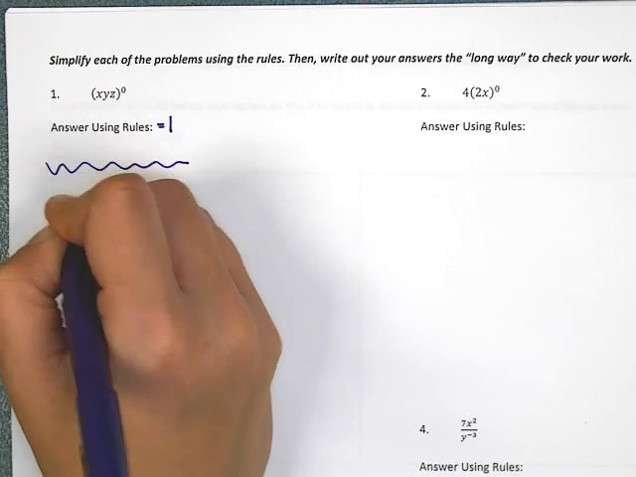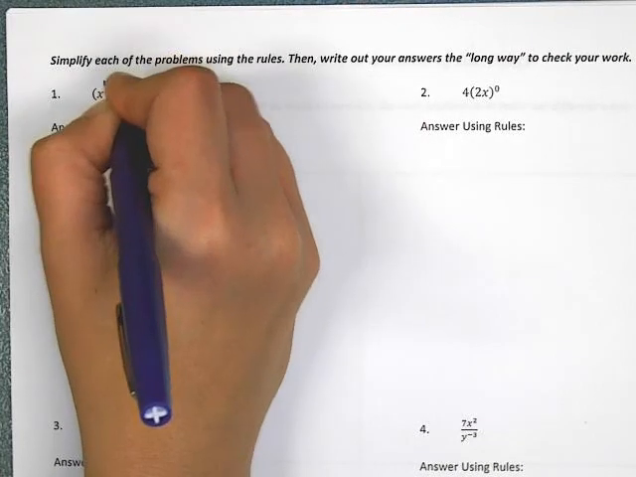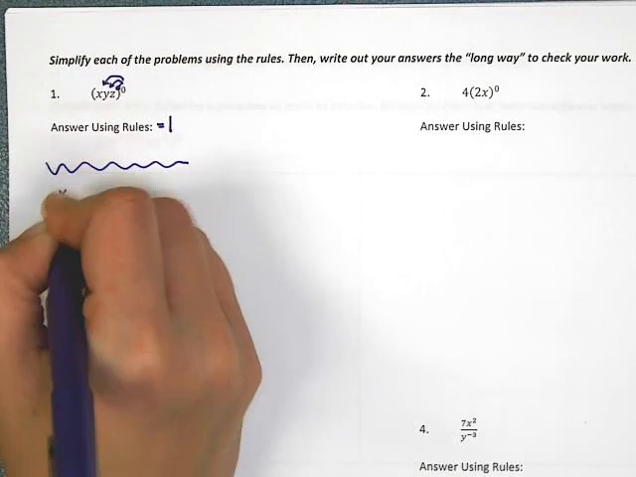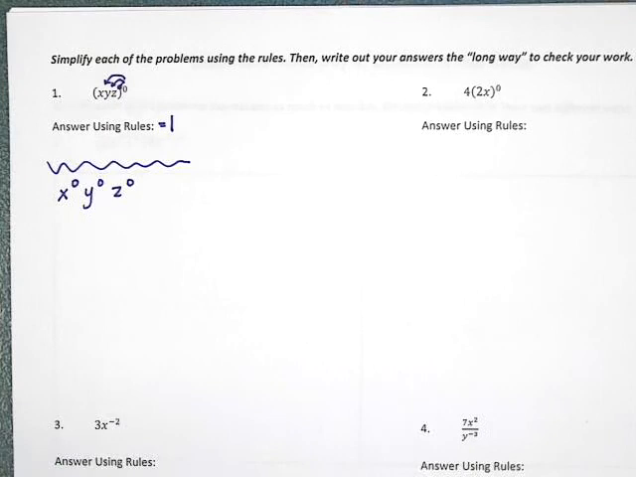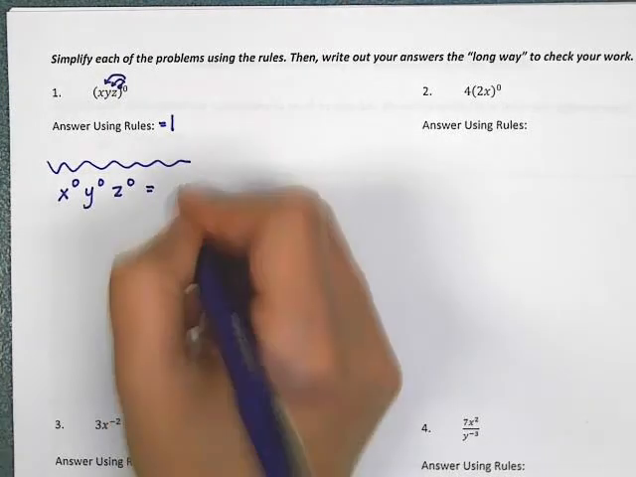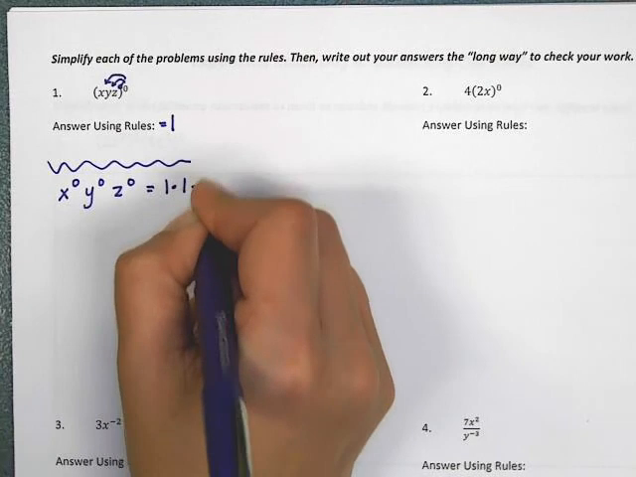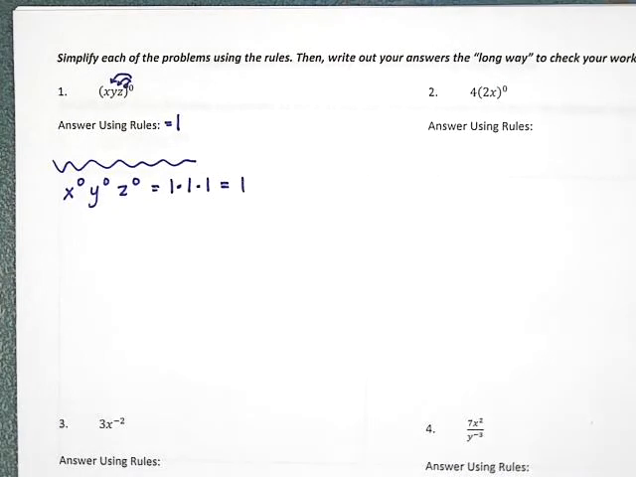Another option is to say, well, if I distribute the power, I would have x to the 0, y to the 0, times z to the 0. Now each of these individually would become 1, which means the final answer would be 1. And you can do either one of these options. If you're somebody who's like, listen, I always like to distribute the power before I try to simplify, then you could do it that way and still get the right answer.